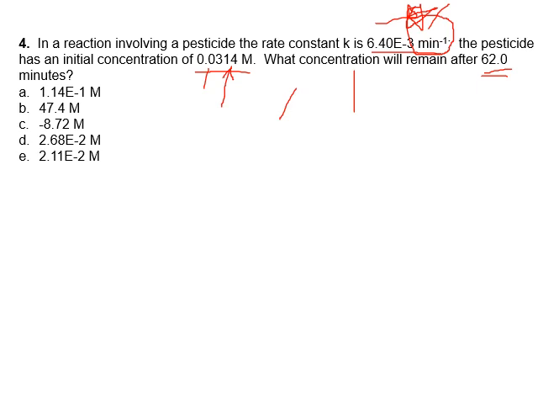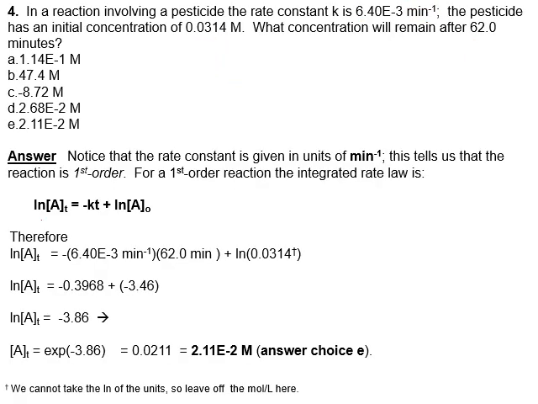So let's go to the next slide. So here is the integrated rate law. We multiply the k times the time, take the logarithm of this, which is going to be a negative number. This multiplied by this times minus 1 is going to be a negative number. Add them together, and that gives us minus 3.86. That equals the logarithm of AT. At this point, raise both sides of that equation to e to the power of.